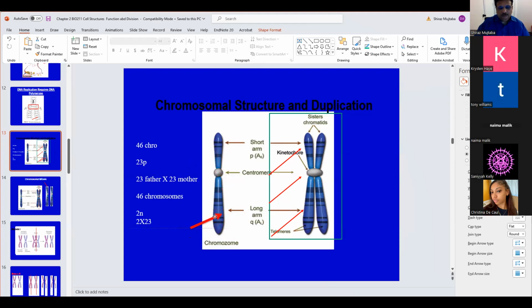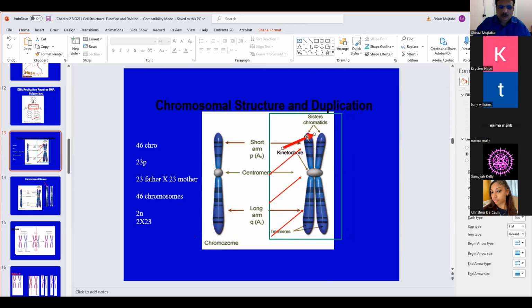This is one chromosome. When DNA replication happens, this is the product. You now have two chromatids here. The relationship between the old and new is sister chromatid. So this is a single chromosome, and they duplicate after DNA replication. They are exactly the same, so they are called sister chromatids.